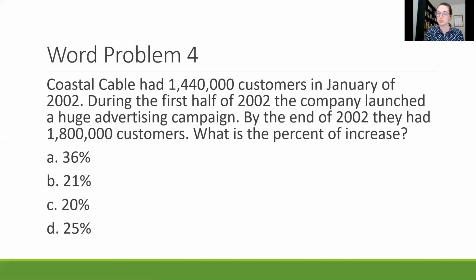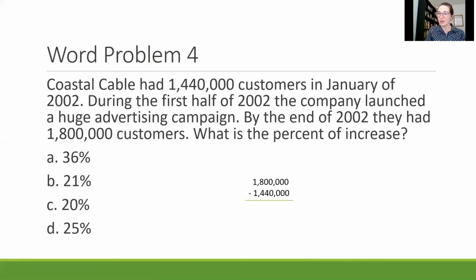1,440,000 customers in January of 2002. During the first half of 2002, the company launched a huge advertising campaign. By the end of 2002, they had 1,800,000 customers. What was the percent of increase? So we need to know how many customers did they have at the beginning of 2002? 1,440,000. And how many at the end? 1,800,000. And they're trying to figure out what's the percent increase between these numbers.